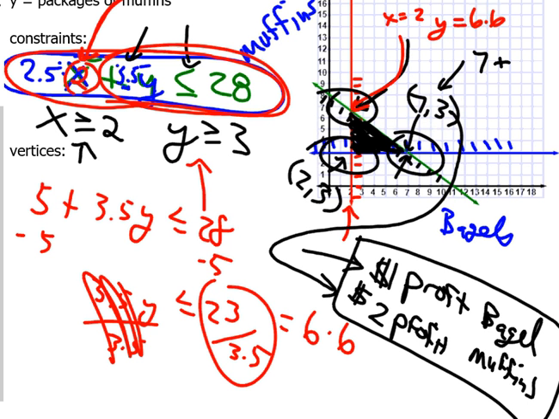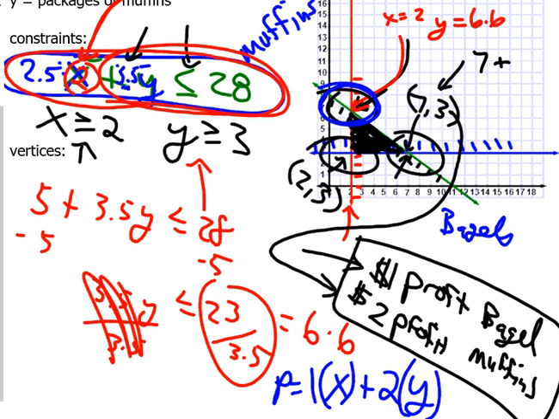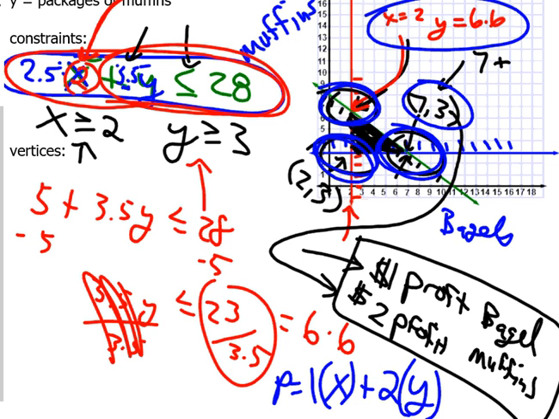And so you make this profit equation. It's called an optimizing equation. And that equation would look like this. I get $1 for each X. This is profit equals, plus I get $2 for each Y. And then I stick in my points. These points here, the corners. That corner, which we know is 2, 6.6. That corner, which is 7, 3. And that corner, which is 2, 3. And I see which one gets me the most profit.